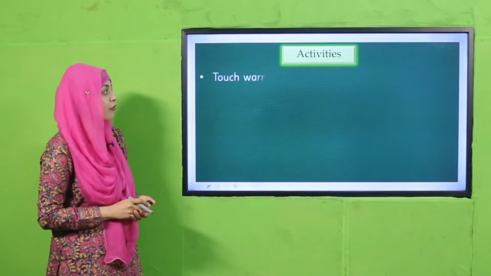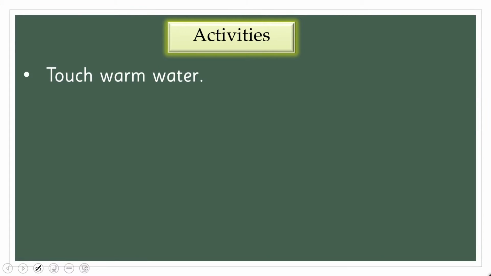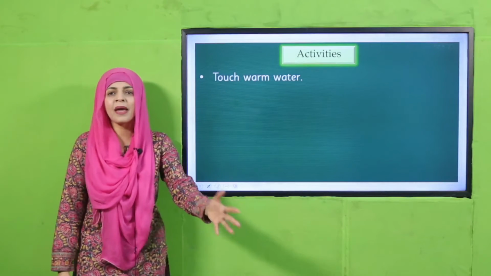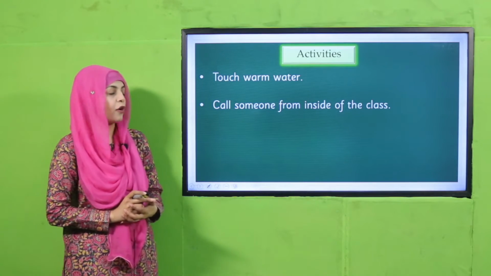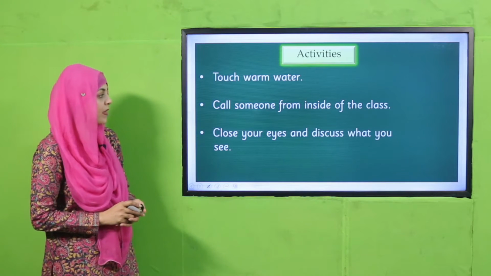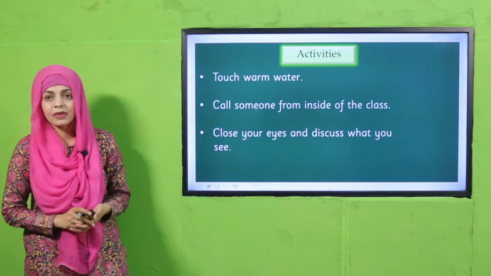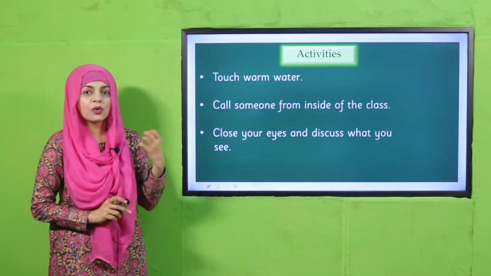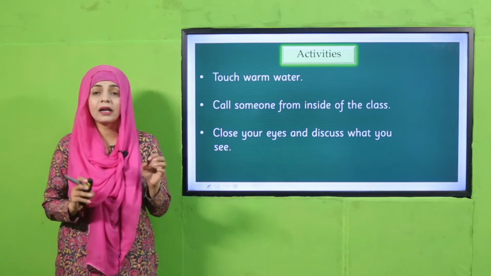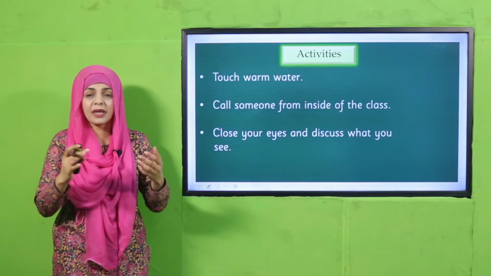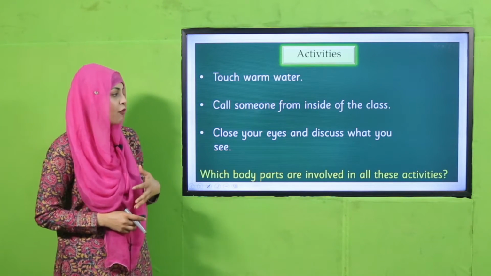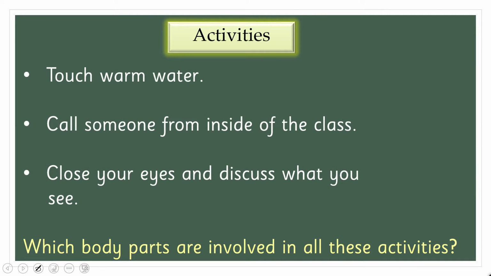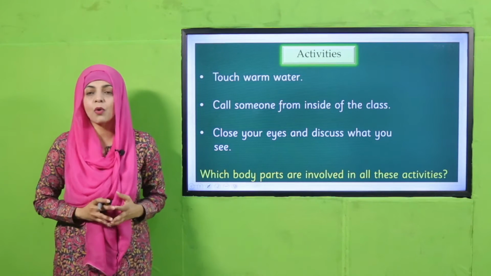So my dear students, now it's time for an activity. Touch warm water. आप जरा इर्द गिर्द अपने कोई चीज देखें, गर्म है या ठंडी है, उसको टच करें. Call someone from inside of the class. किसी को क्लास में से बुलाएं. Close your eyes and discuss what you see. ठीक है, आप किसी को क्लास में से बुलाएं और उसको कहें कि आंखें बंद कर लो, और फिर आप उसके सामने इर्द गिर्द के माहौल के बारे में डिस्कस करें. Which body parts are involved in all these activities? ठीक है, when you touch and you felt warm water, कौन सी सेंस ने रिस्पॉन्ड किया आपको?